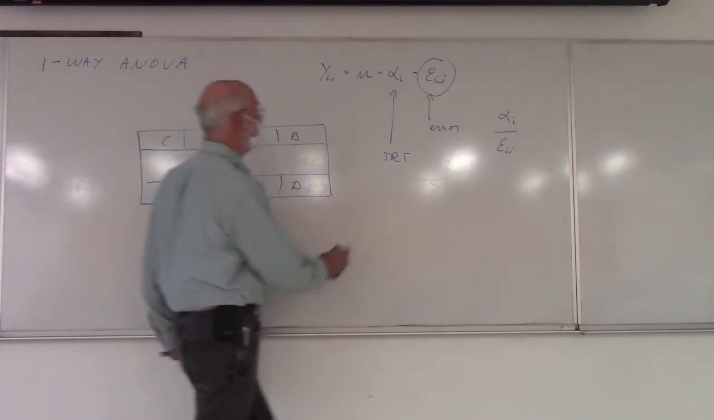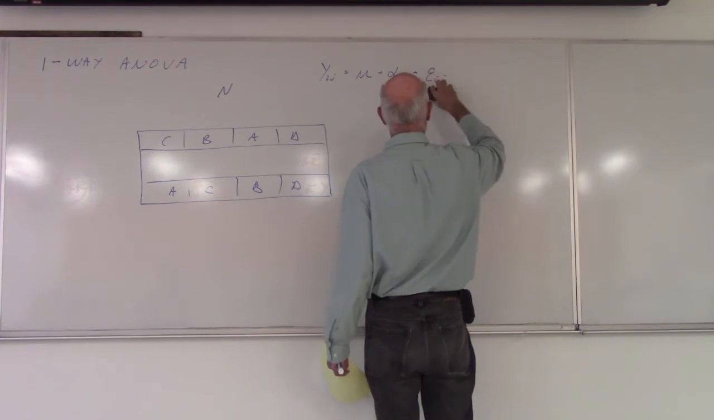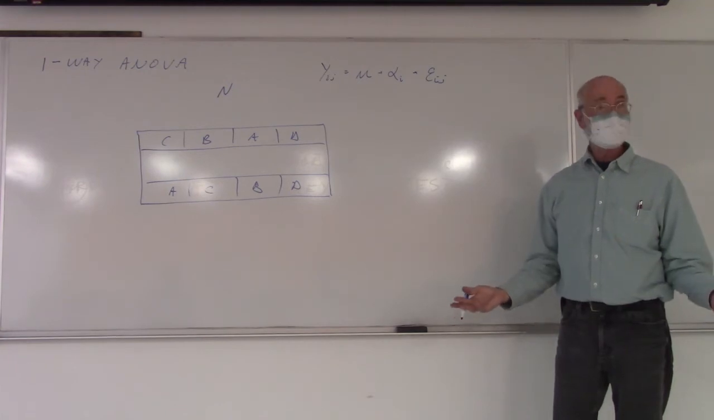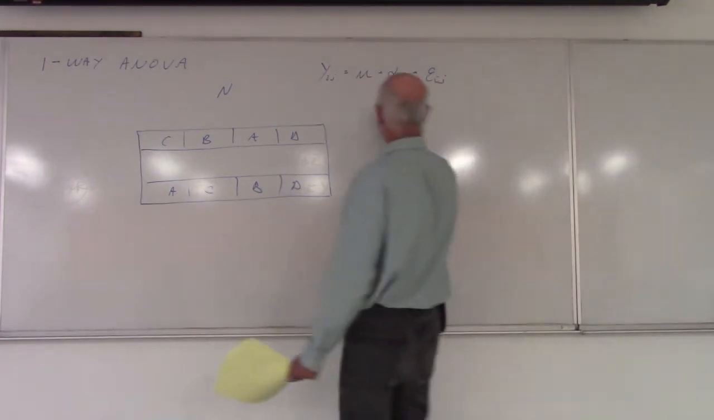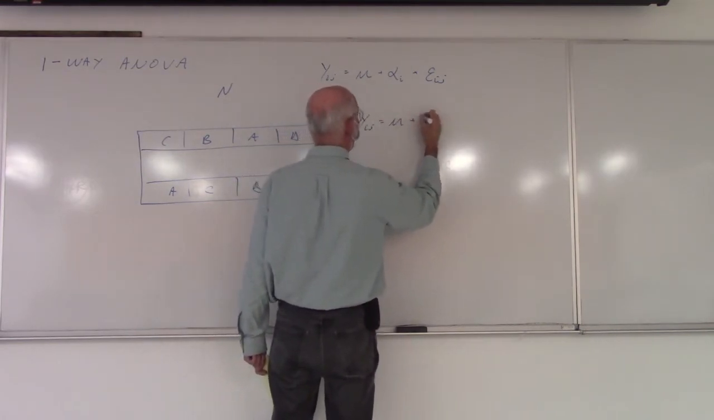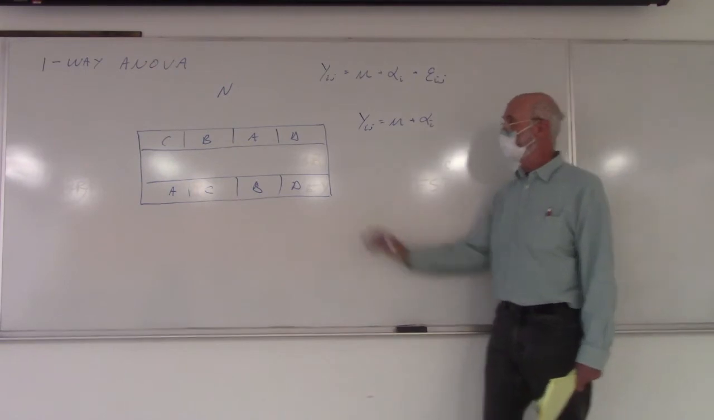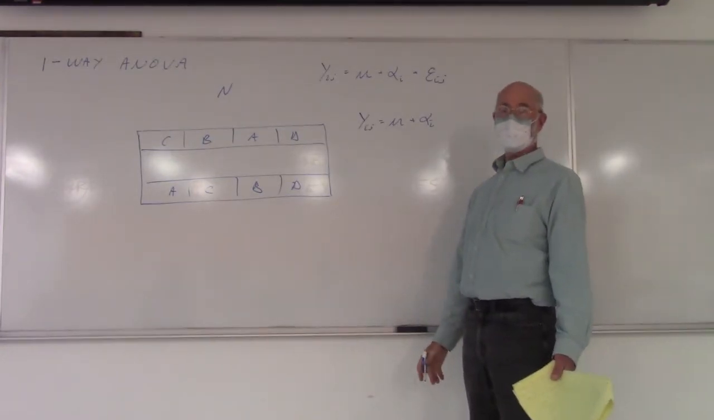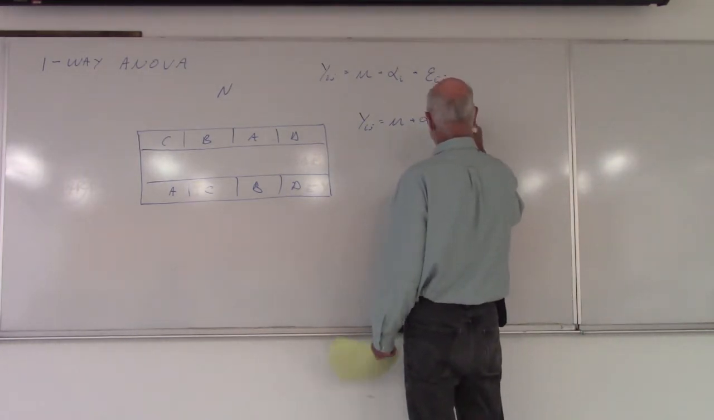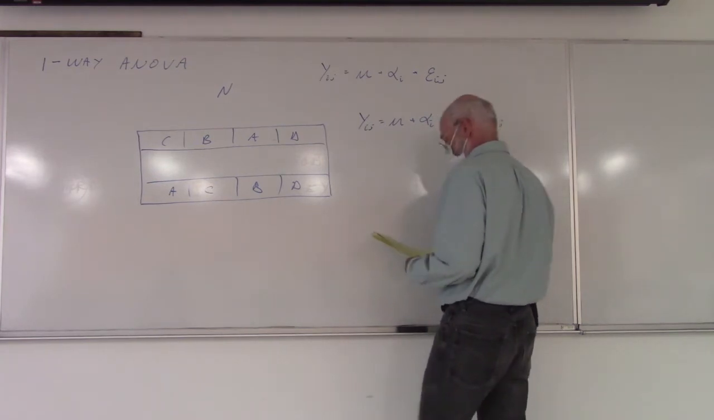Here's what I'm going to do. I'm going to change my model. This is what this class is all about. This is what it comes down to. It's simple. It's easy. All we're going to do is take the model and rewrite it. Yij equals mu plus alpha i. But now I have a different thing going on in there. I have these benches. Instead of calling them benches, let me call them blocks. So plus beta, what's my subscript? Beta j plus epsilon ij.